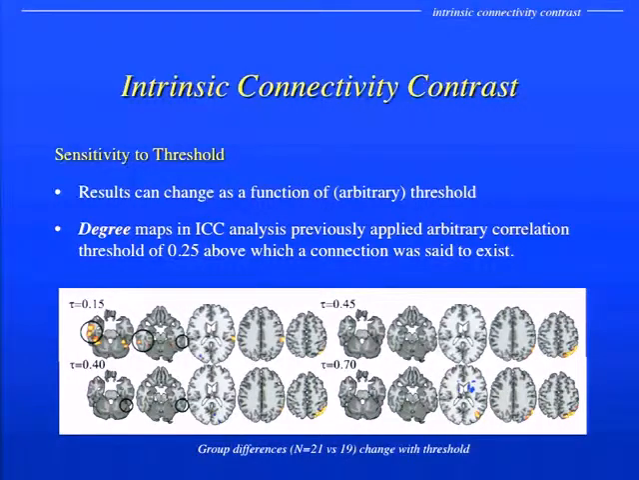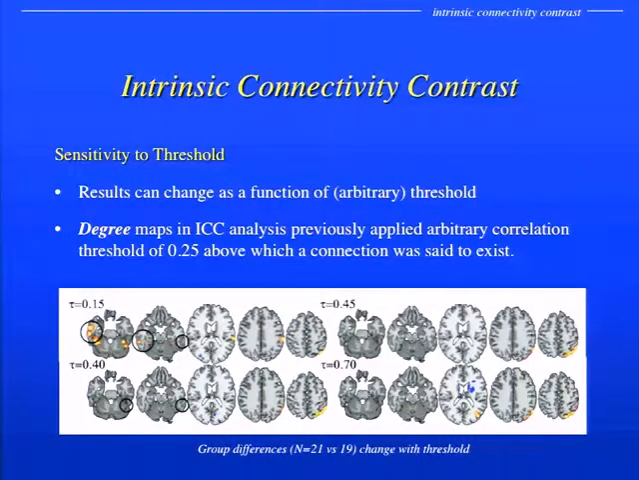In fMRI, we have this continuous spectrum of connections with correlations from -1 all the way to +1. So we have to make some arbitrary decision as to what's a connection or not. As you can see here, if our criteria is low and we say we only need a correlation of 0.15 in order to determine that these two regions are connected, that's fine.